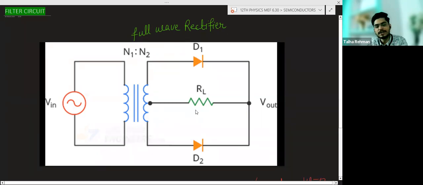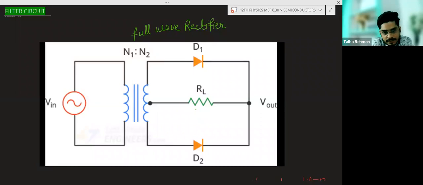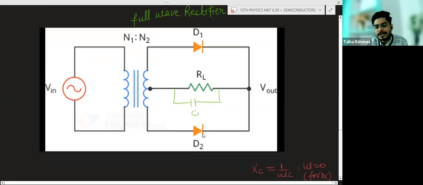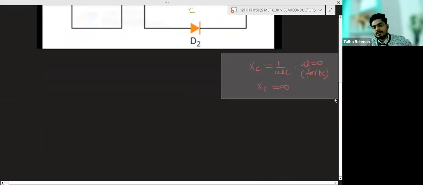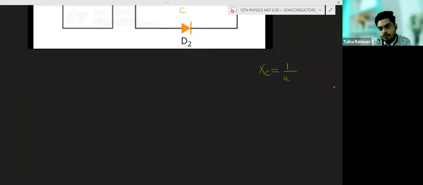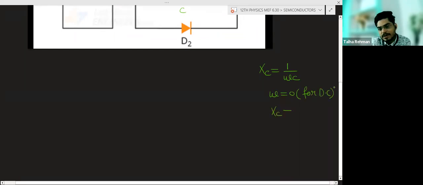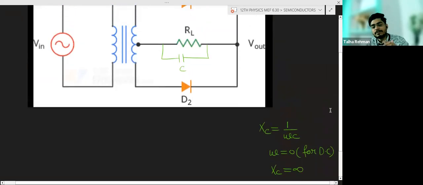Now, what is a filter circuit? Filter circuit is nothing but we will connect a capacitor in parallel with the load resistance. This is the capacitor. And we know that the capacitive reactance of the capacitor is equal to 1 upon omega into C, and omega is 0 for DC. For direct current, omega is 0, so Xc will become infinity.